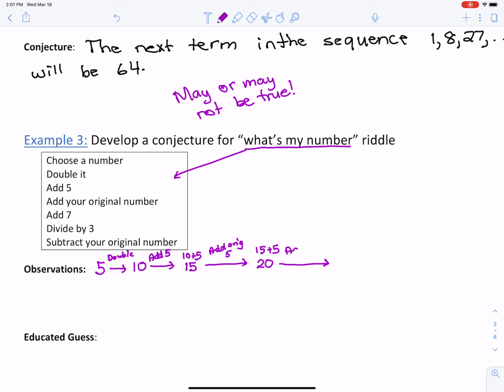Add 7. So 20 plus 7 is 27. Divide that by 3. So 27 divided by 3 is 9. And then subtract original number, which my number was 5. So 9 minus 5 is equal to 4. So I've done the observation once, but this doesn't mean anything.